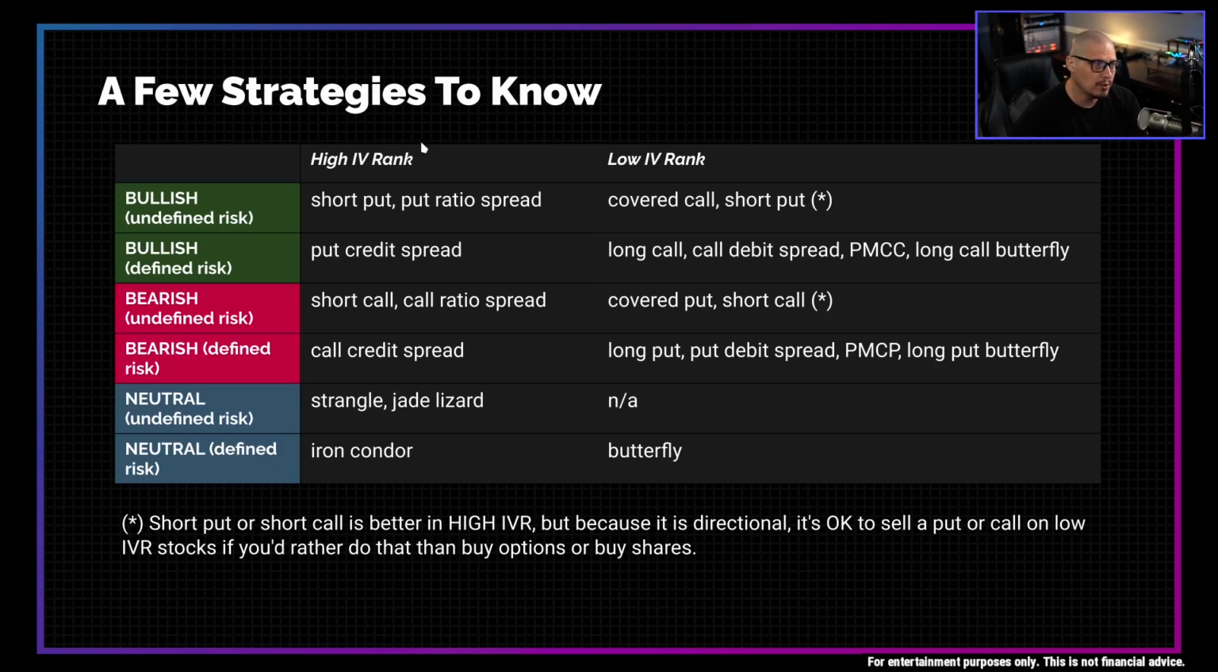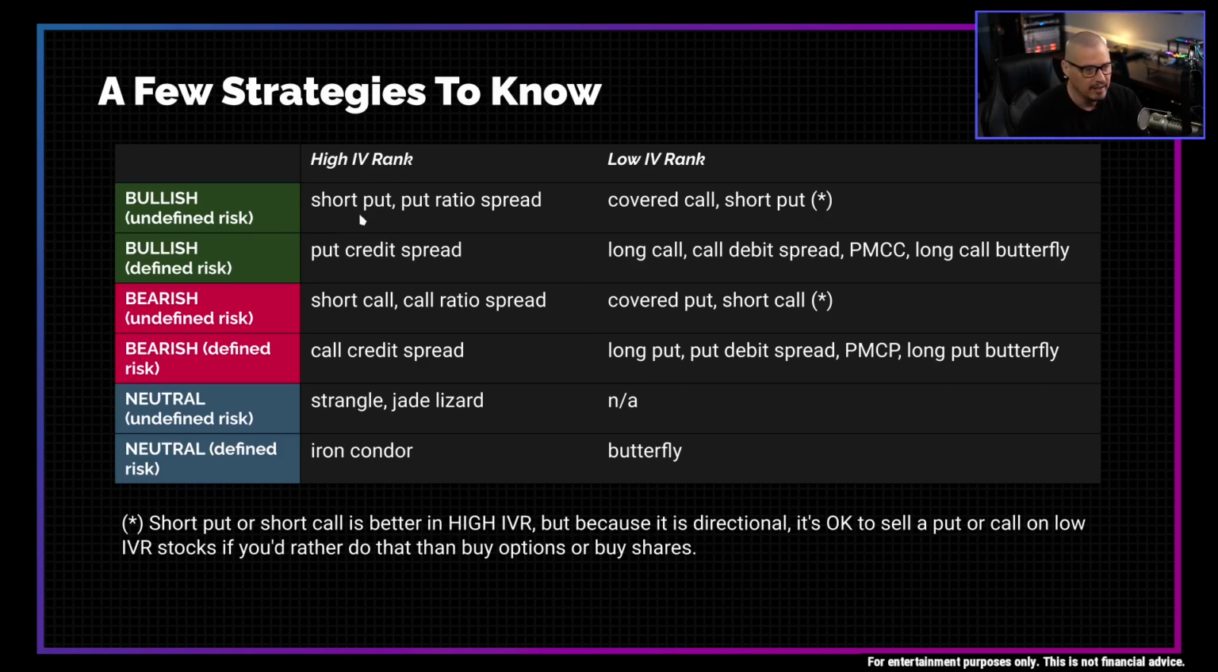And depending on whether the underlying asset that you're buying or selling those options on has high IV rank or low IV rank. So let's start with the bullish strategies. That's probably the most common strategy that most of us are putting on, especially the bullish undefined risk strategies. So typically, if anything has high IV rank, so an IVR of 30 or more, my go-to strategy if I want to be bullish in that position is always the short put.